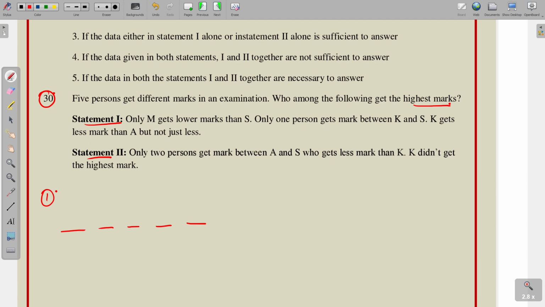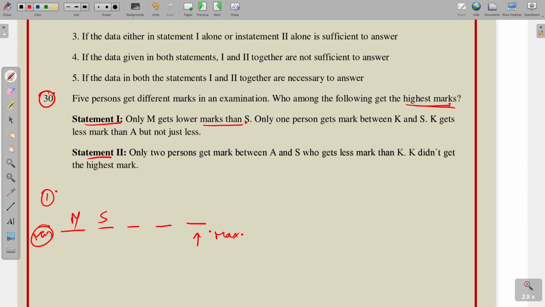So see, first one. We need to find the minimum score and the maximum score. So what is the question? Who among the following gets the highest mark? We need to find this one. Question number 1, statement 1: only M gets a lower mark than S. So it means M has the lowest mark and S is placed here.